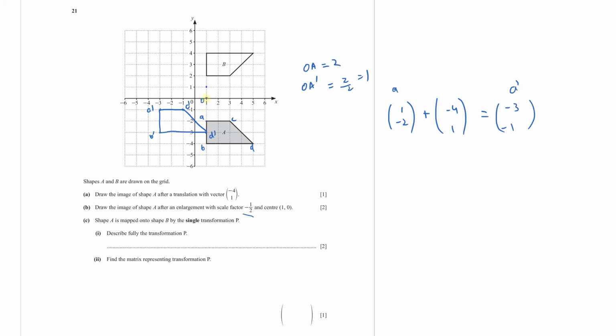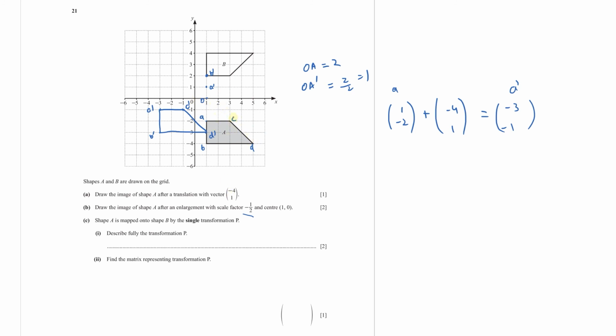Similarly for B, the length is 4. So I will move 2, which is half of 4, on the other side. So this will be B dash. So A dash and B dash. And then I will use the column vector method to find the image of C and D for this enlargement.